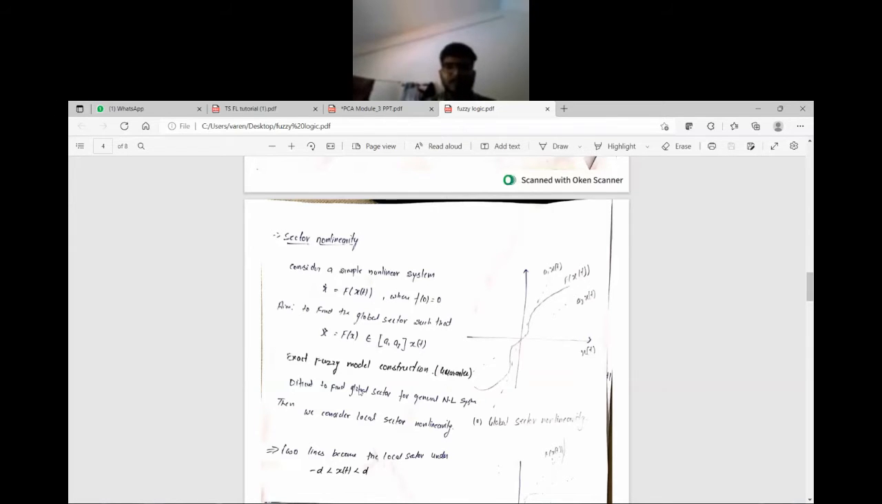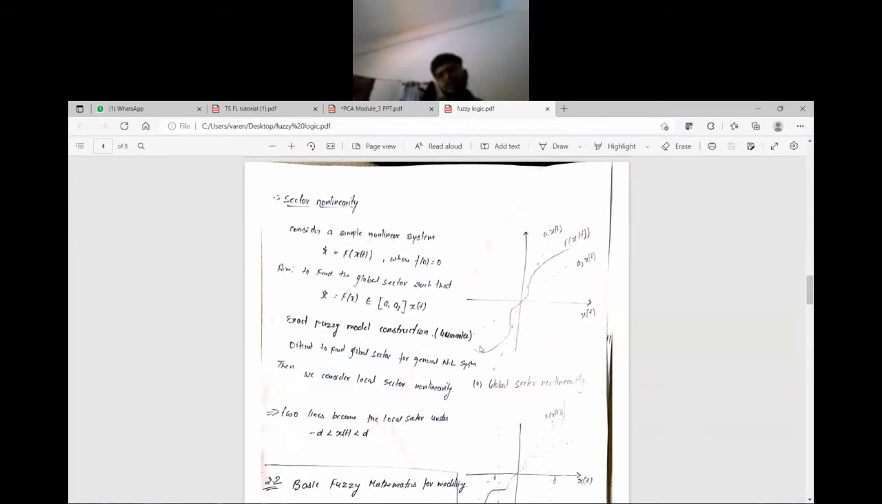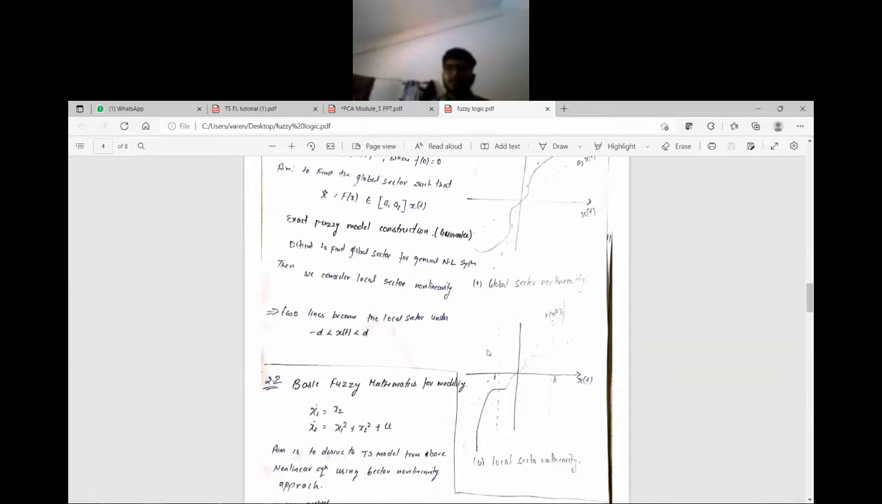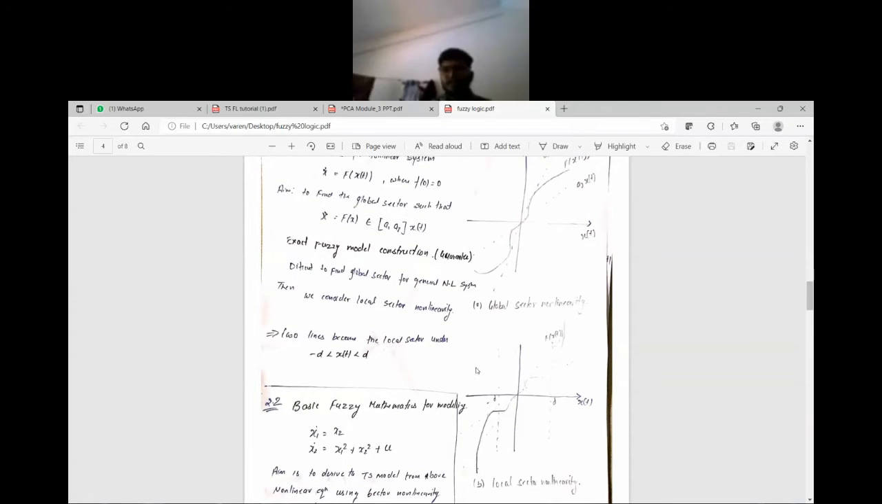Here, as we see from the graph, the nonlinearity lies between a1x(t) and a2x(t) only. So this exactly defines the fuzzy model, and this sector nonlinearity guarantees that the exact fuzzy model is being constructed. Sometimes we find difficulty finding the global sector for a general nonlinear system, so then we have considered the local sector nonlinearity.